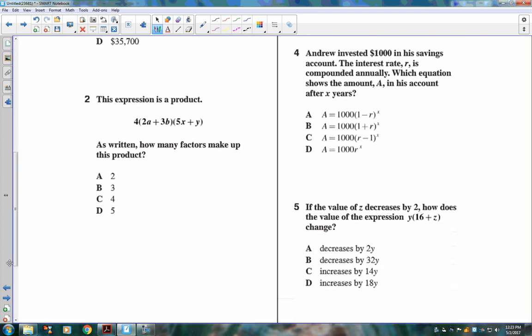Number 2, it asks you how many factors there are. Factors are things that are being multiplied together. Or look at it as the things in parentheses. There's 1 factor, 2 factors, 3 factors. So 2 is B.